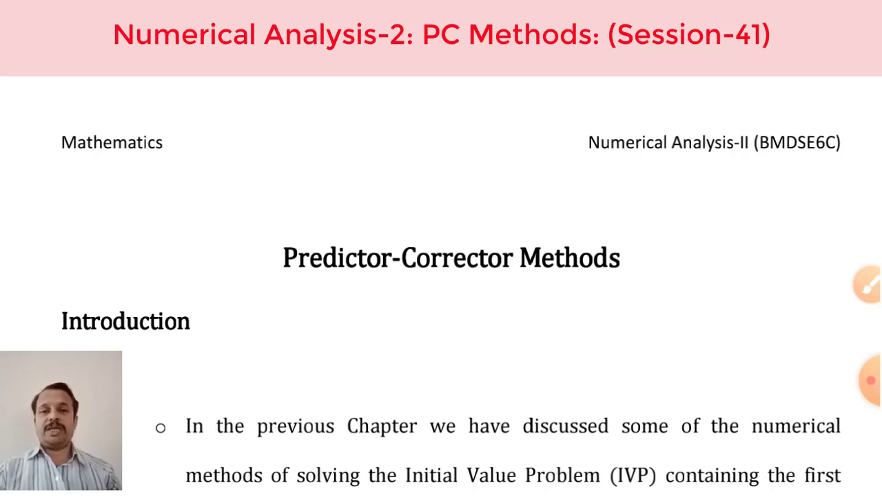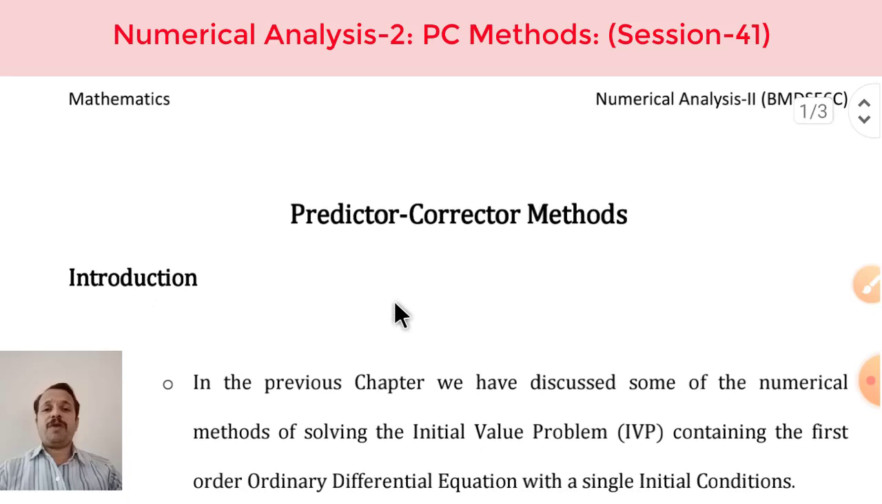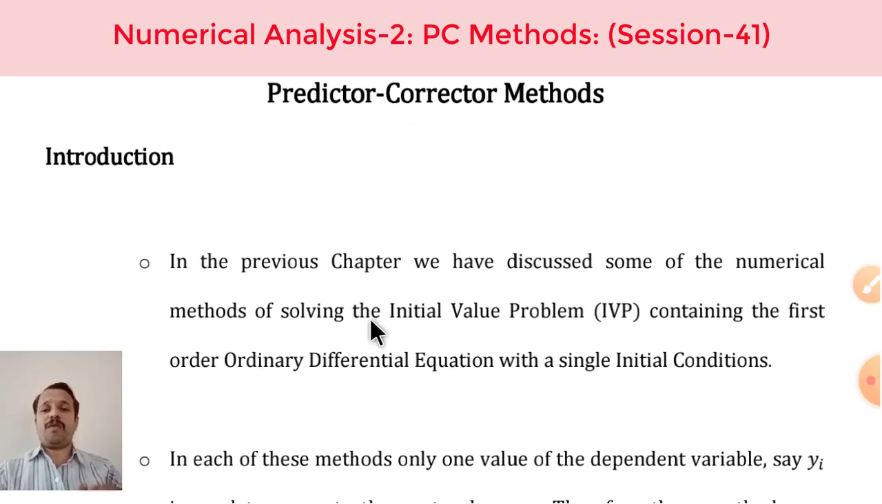And we have observed that in each of those methods, only one previous value was required to compute the value of the unknown at the next point. Say for example, if we want to compute the value of y at x1, that is y1, the only thing we required was y at x0, that is y0.